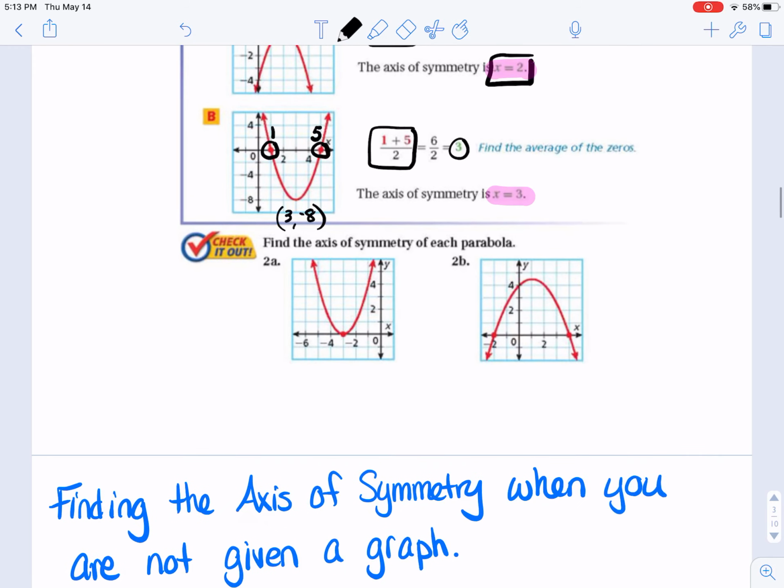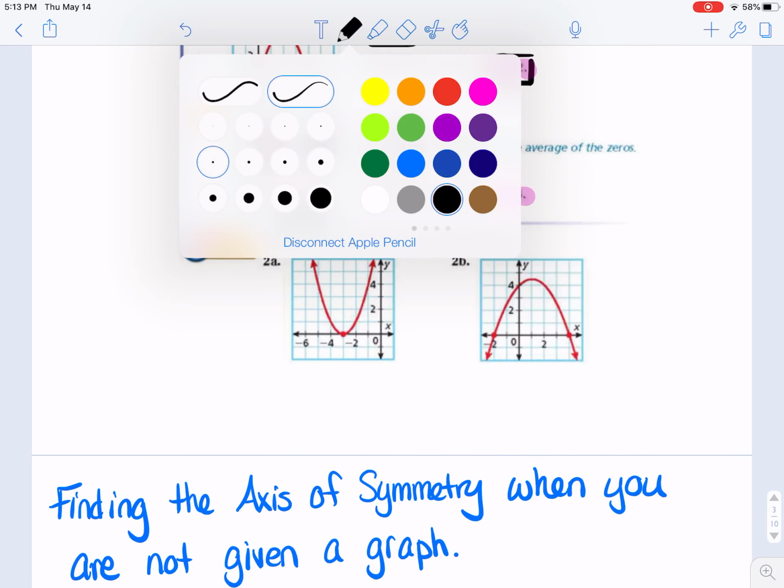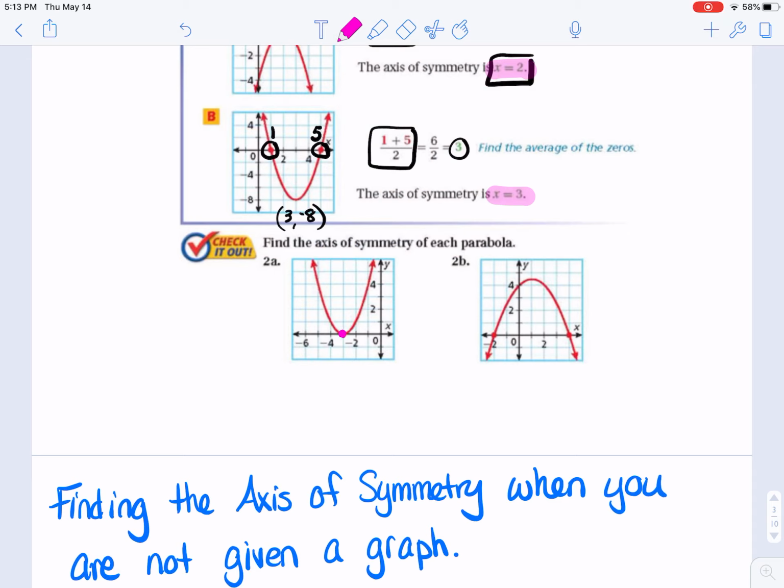All right, 2a. This one is the easier one because they do indeed give me the vertex. And my vertex here is at negative 3, 0. So it's always going to be the x value of your vertex. So my answer is x equals negative 3.